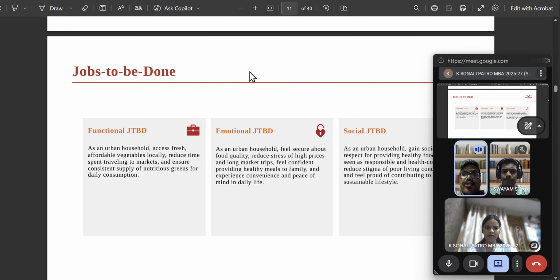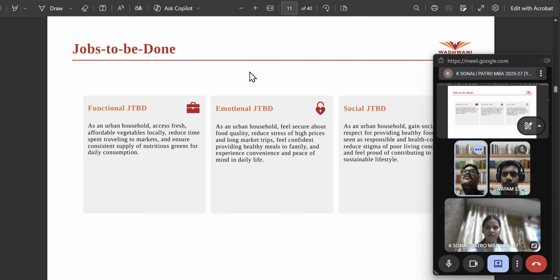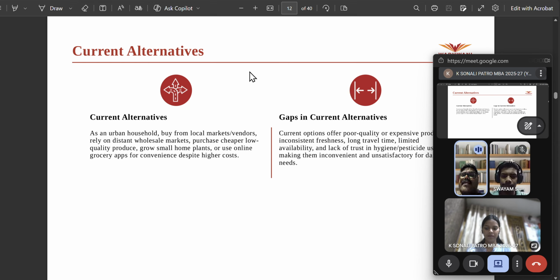So now I will explain the jobs to be done. Customers want fresh vegetables regularly, at affordable prices lower than market price, and to spend less time going to the market, which they can do by ordering online and getting door delivery at home. The current alternatives are that customers buy from the local market or use grocery apps. The problem is they are expensive, poor quality and time consuming. So these are the main issues a customer deals with nowadays.